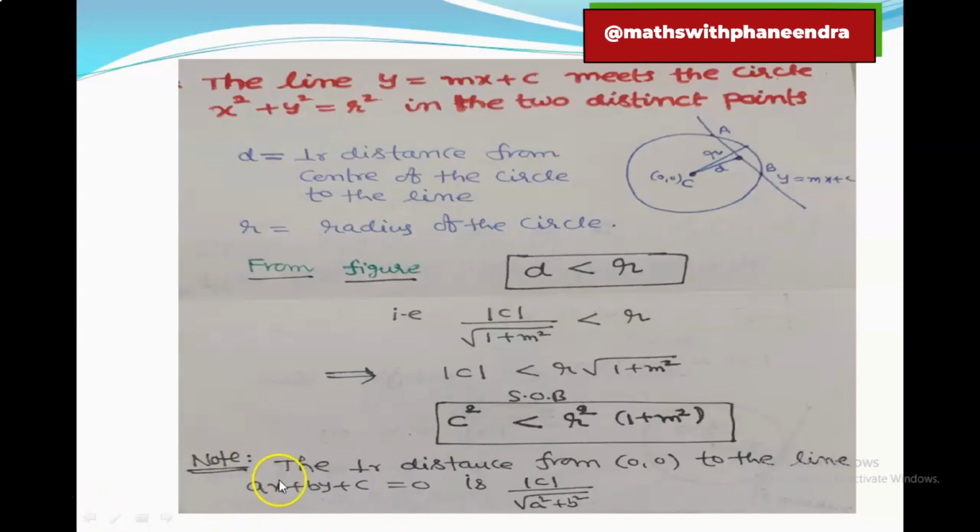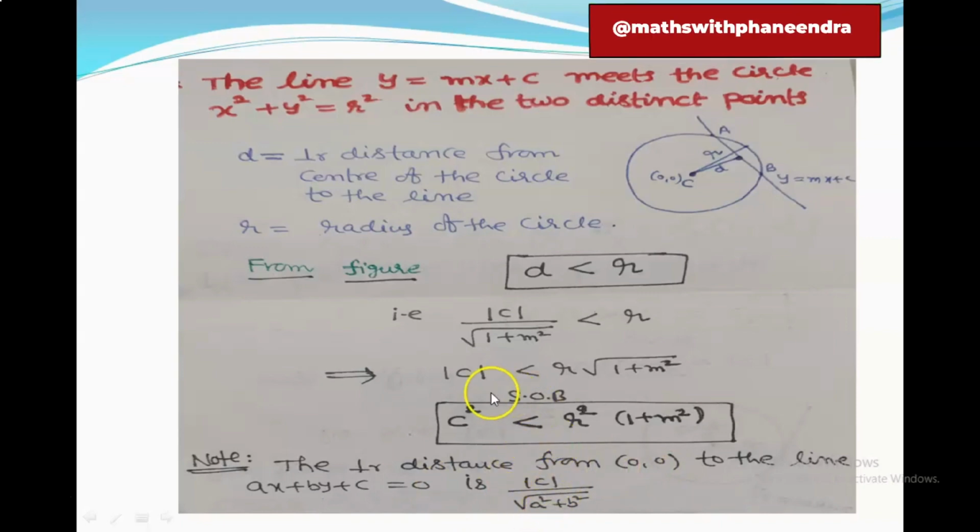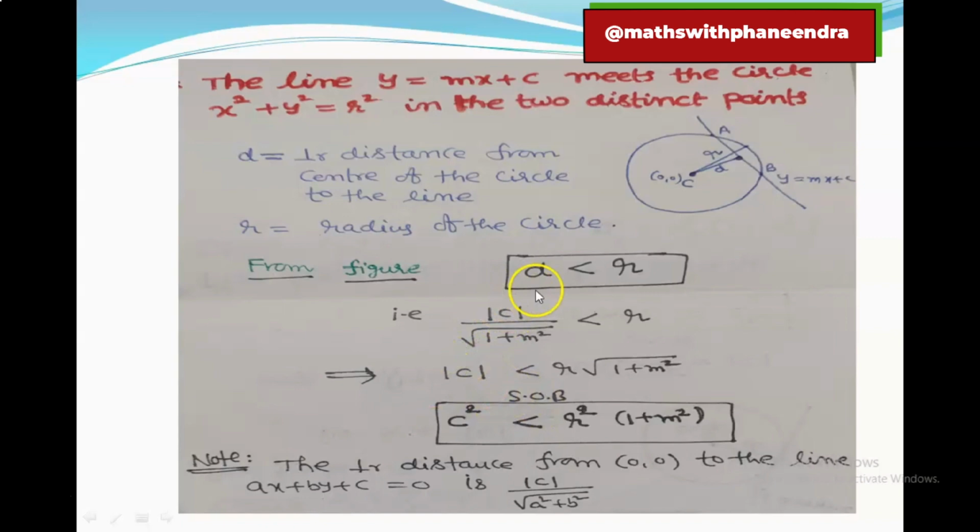Here I have given it as a formula. Some students don't know the formula of perpendicular distance from the origin to the line. That is |c| by root of a² + b². We will move to the next concept.